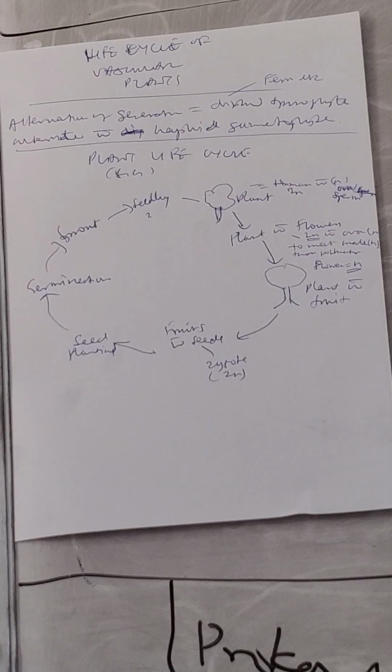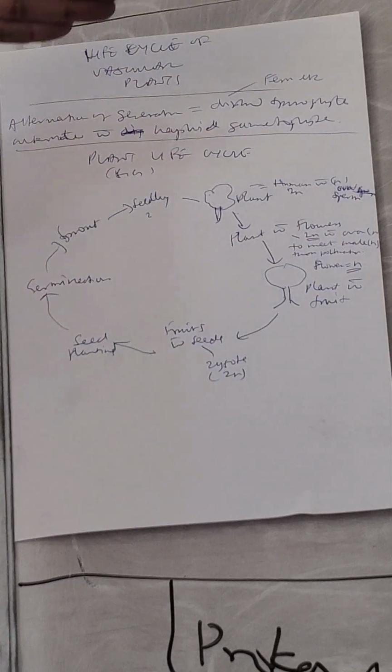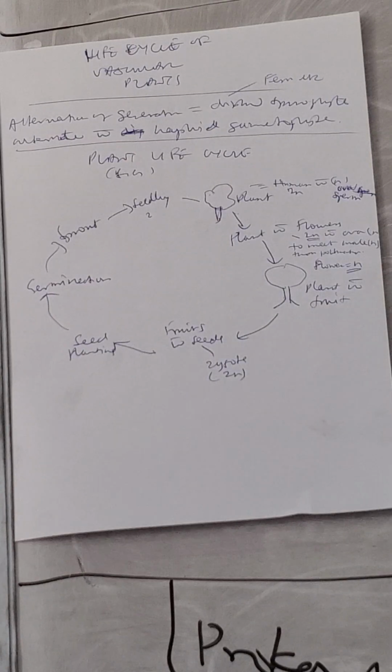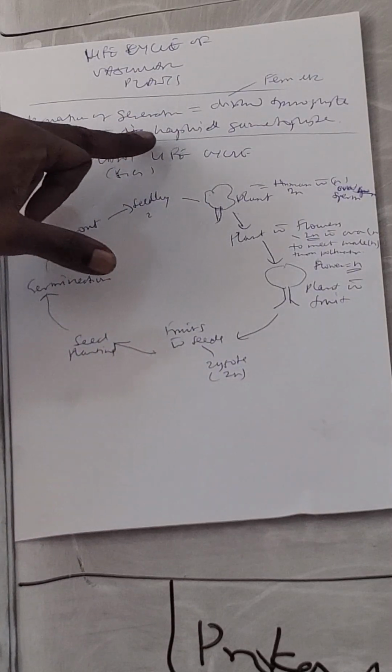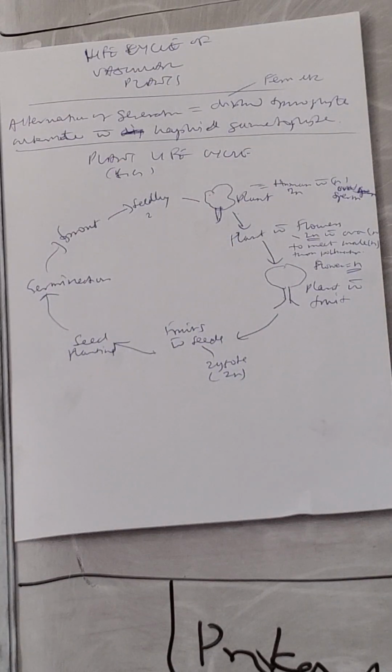So alternation of generation, like we are looking at, is the diploid sporophyte alternating with the haploid gametophyte. Okay, so the haploid gametophyte is there, and then we have the diploid sporophyte. The sporophyte itself, the plant which produces the spores, is 2n. Then it will form the spores, which are n. And these spores will grow to become the haploid gametophyte. Okay, right.